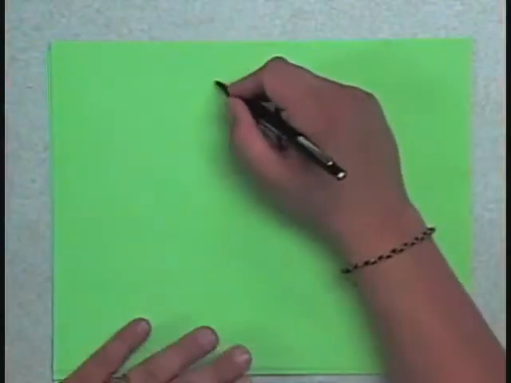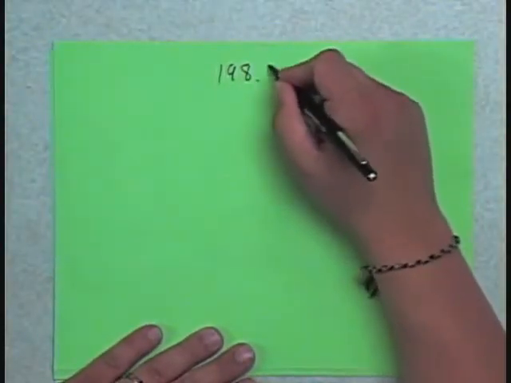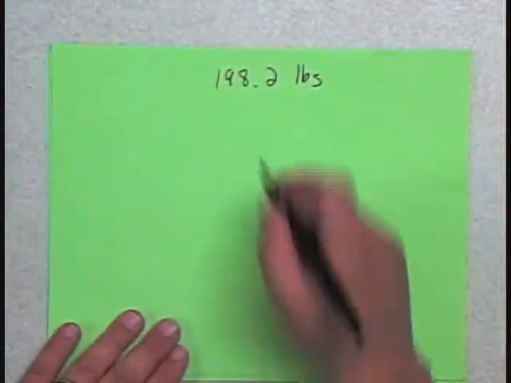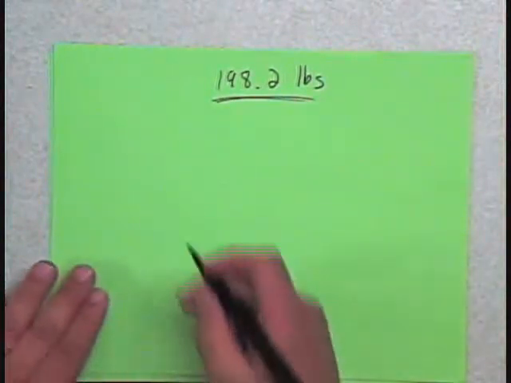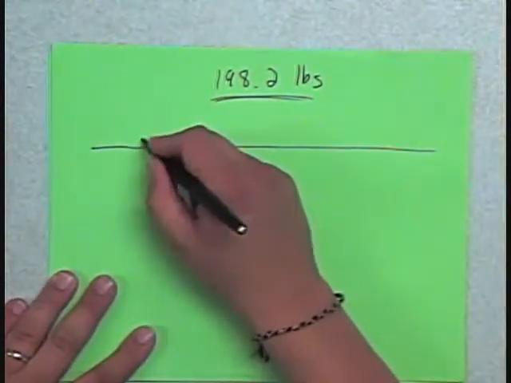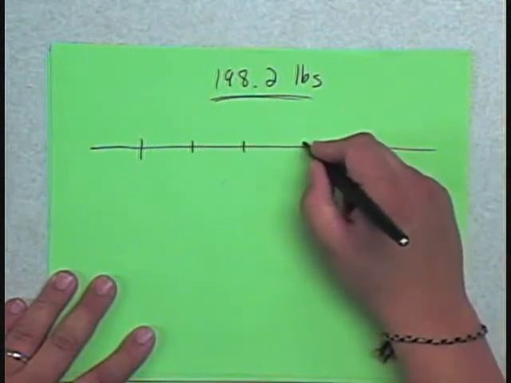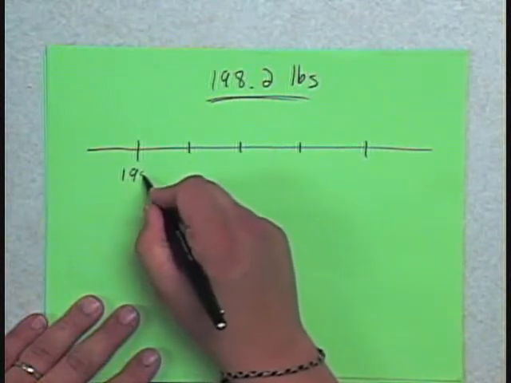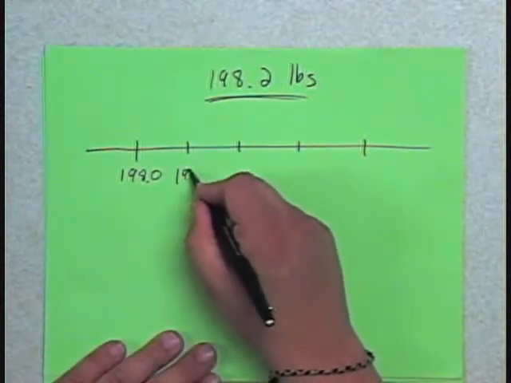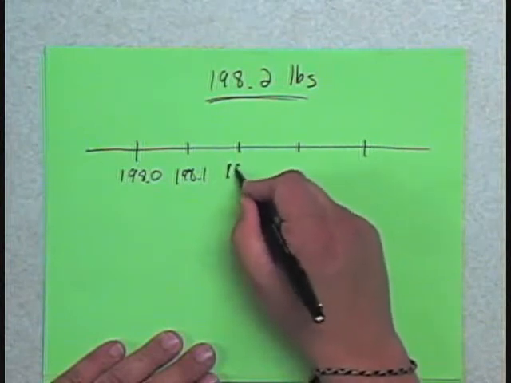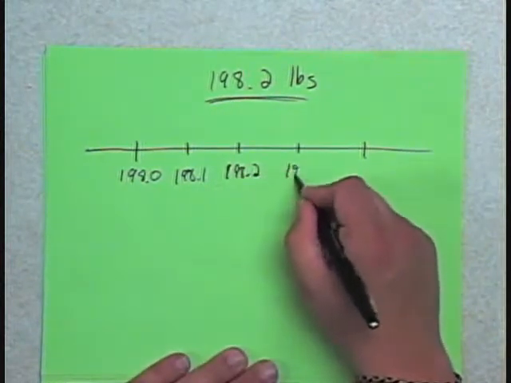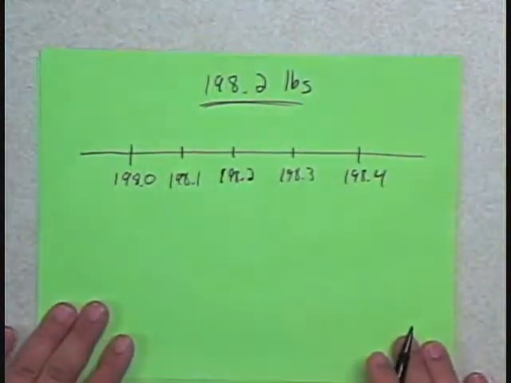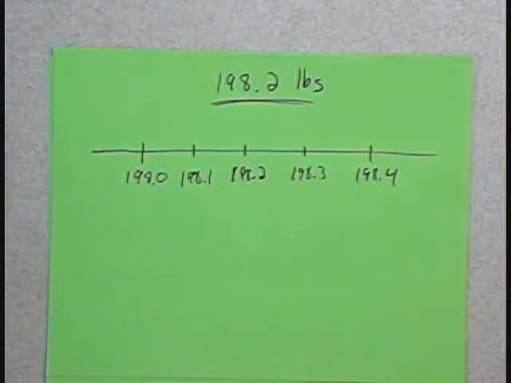If I said that I was like 198.2 pounds, what that would mean here is that I'm measuring to the nearest tenth of a pound. I'm just being more accurate in my measurements. Okay, so this would be like, let's say 198.0, 198.1, 198.2, 198.3, 198.4. So this would be my new scale, and I'm measuring to the nearest tenth of a pound.